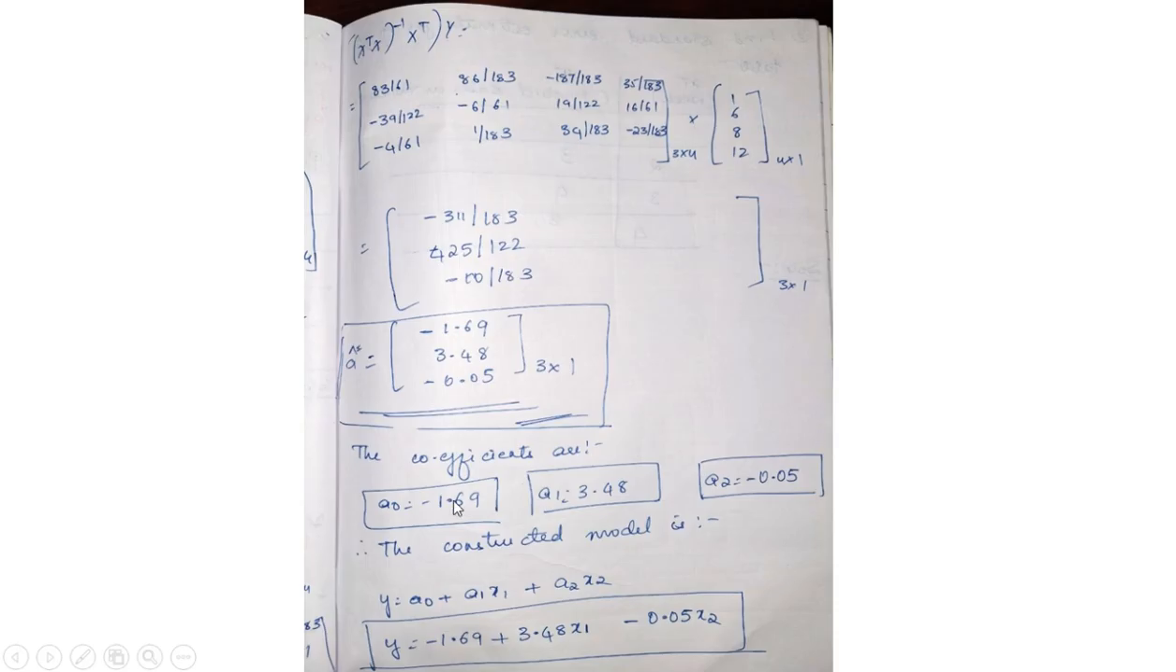Finally, the conclusion: the constructed multiple linear regression model, and see, this is still linear. It is a multiple linear regression model because we have more independent variables. So it is y is equal to a0 plus a1 x1 plus a2 x2, where a0 is minus 1.69, a1 is 3.48, and a2 is minus 0.05. So this is our final constructed model.